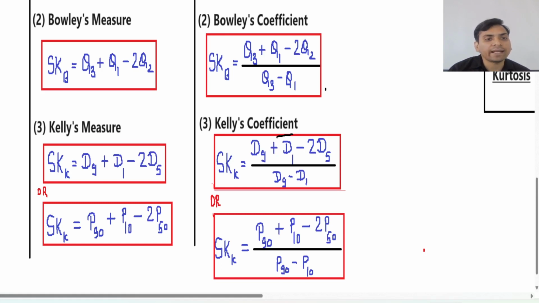And now you will write this formula for percentile form. So this D9 equals P90. That's why we can replace this D9 by P90 and this D1 by P10. And this middle decile is replaced by middle percentile, which is P50. And I will share all these measures Q1, Q, D and P in the description.